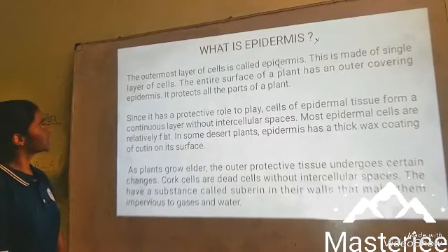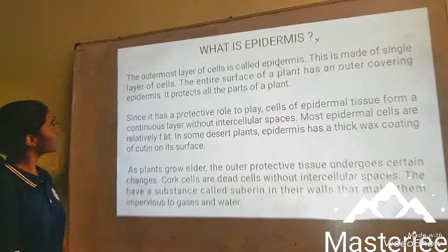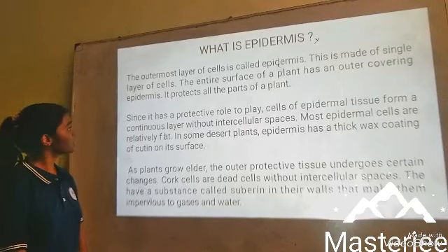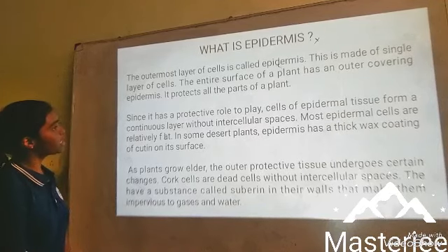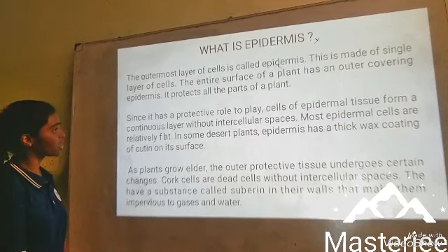What is epidermis? The outermost layer of cells is called epidermis. This is made of a single layer of cells. The entire surface of a plant has an outer covering, the epidermis. It protects all the parts of a plant. Since it has a protective role to play, cells of epidermal tissue form a continuous layer without intercellular spaces.